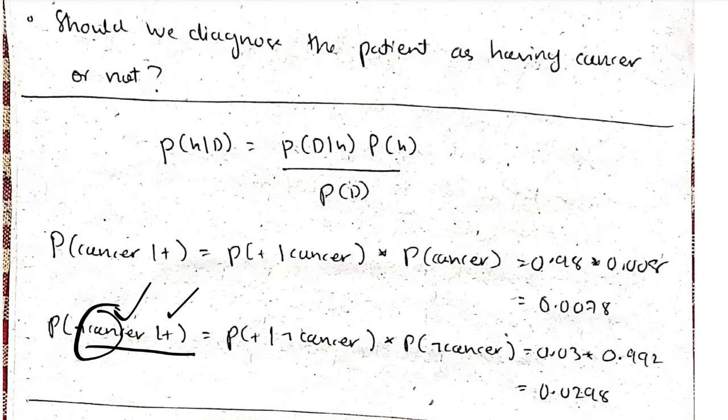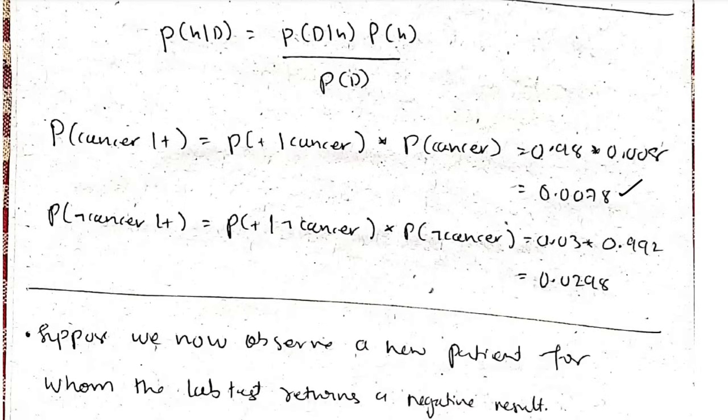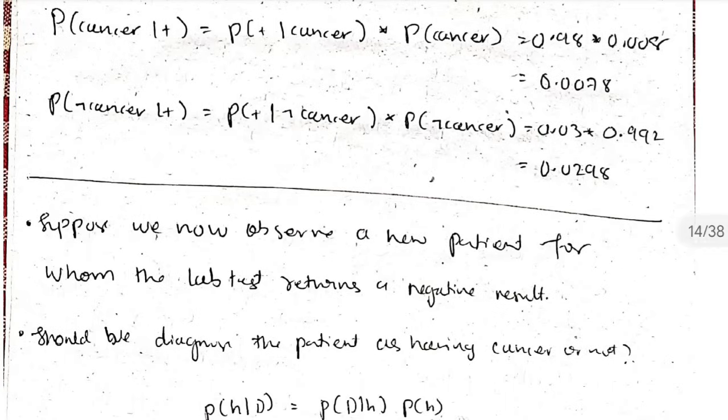The same thing you substitute. Again, you write, you'll get one answer. Based on these two answers, what can we conclude? Which is more value, this one or this one? This is more value. It means the patient most probably does not have cancer. That's the conclusion we can form.